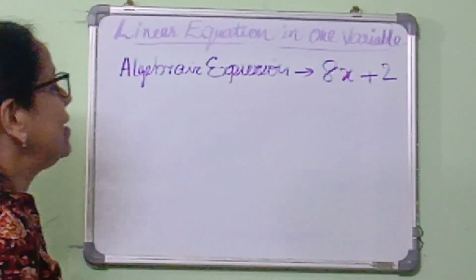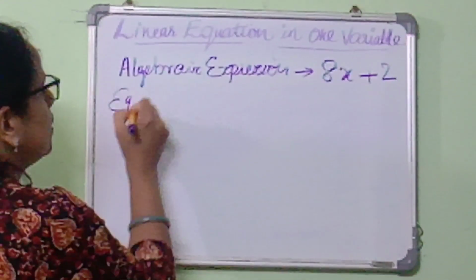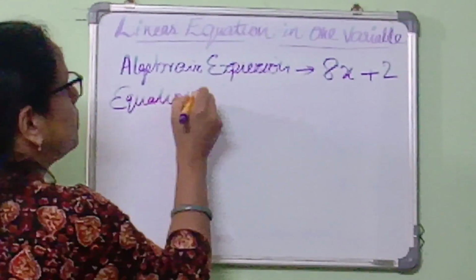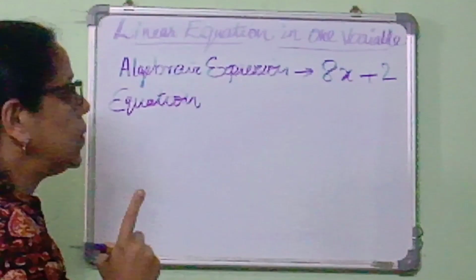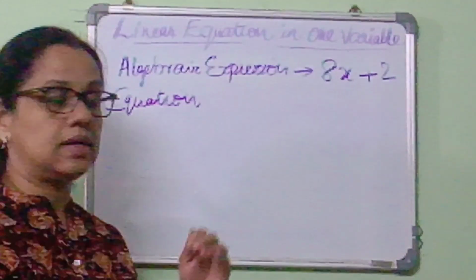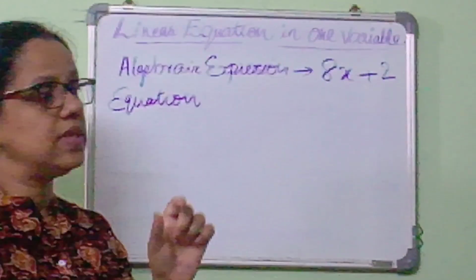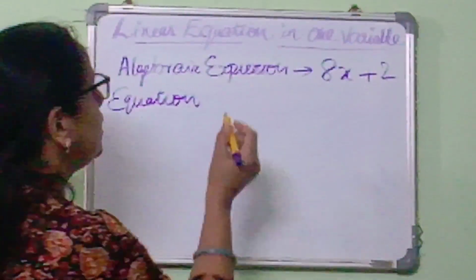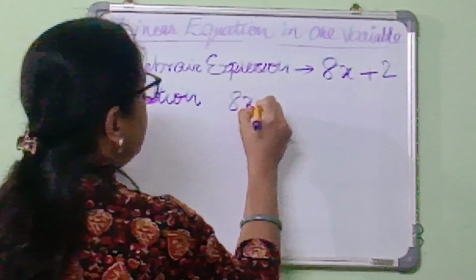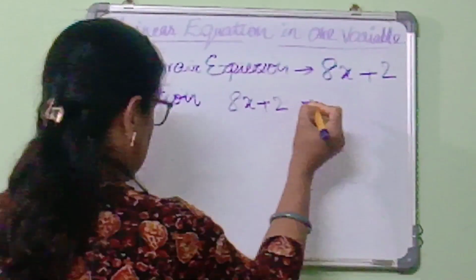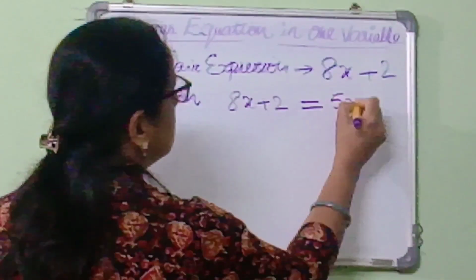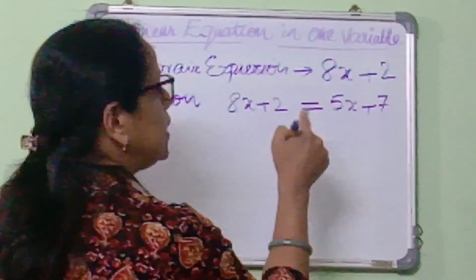Now let us think what an equation is. Equation means when we equate one algebraic expression with another with an equal to sign. It is known as what? An equation. So 8x plus 2 equal to 5x plus 7. Now it is an equation.